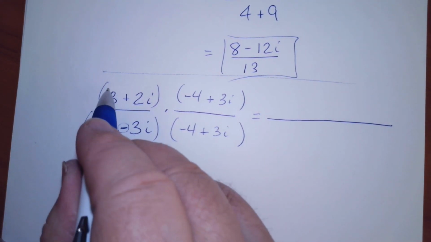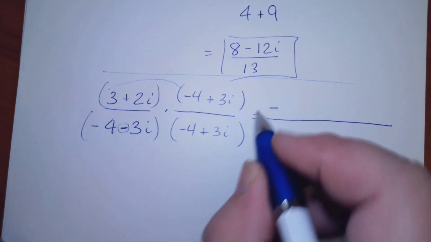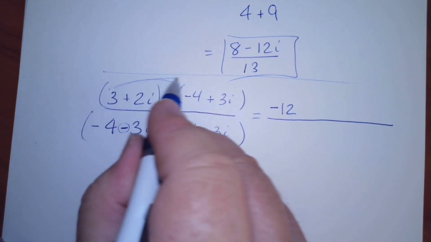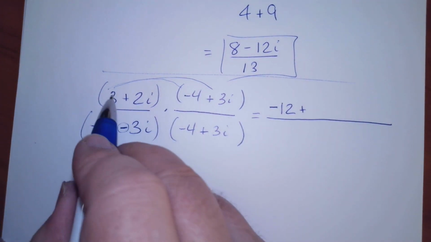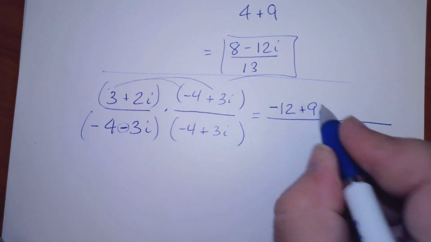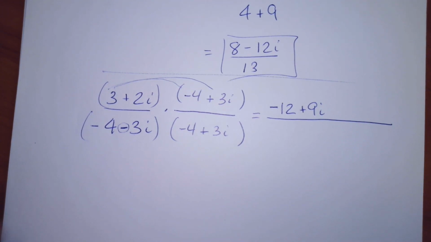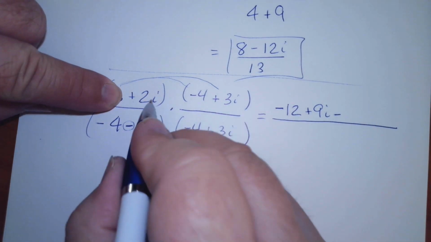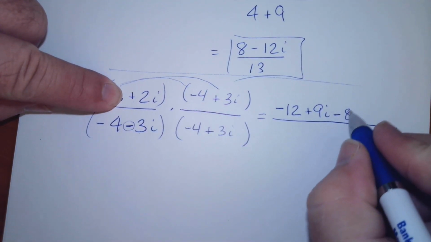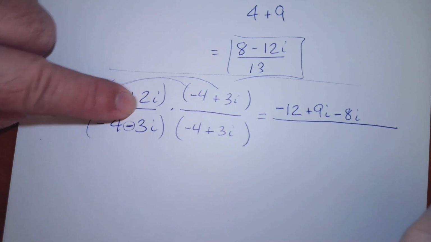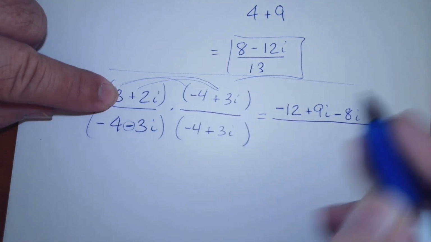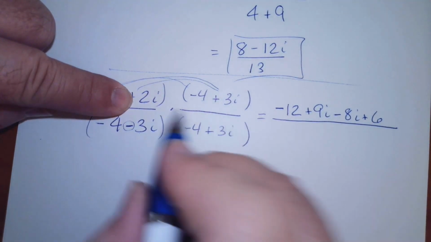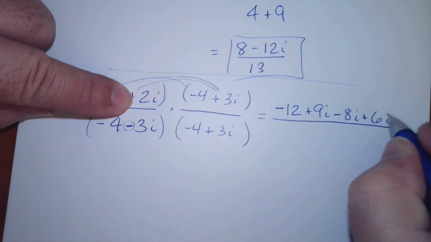Multiply. Positive times negative is negative. 3 times 4 is 12. Positive times positive is positive. 3 times 3 is 9i. Now do the second one. Positive times negative is negative. 2 times 4 is 8i. Positive times positive is positive. 2 times 3 is 6. i times i is i squared.